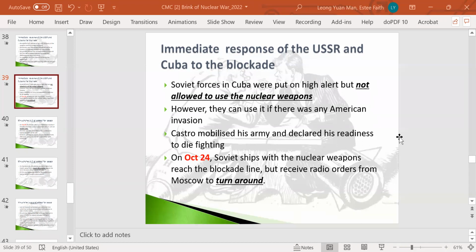Access the slides here, and fill in the rest of the timeline by yourself. Go.